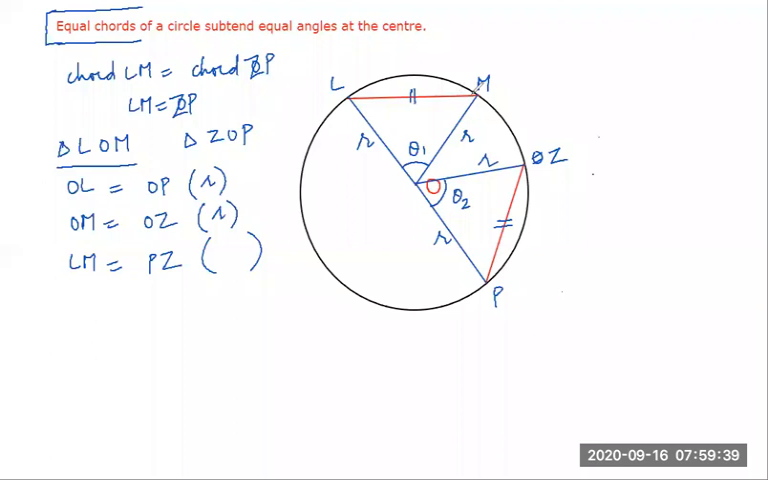LM chord is subtending angle theta 1 and ZP chord is subtending angle theta 2 at the center. So LM is equal to PZ. Why? This is given. So I can say these two triangles are congruent. By which criteria? Can any student tell me? These two triangles are congruent by which criteria?